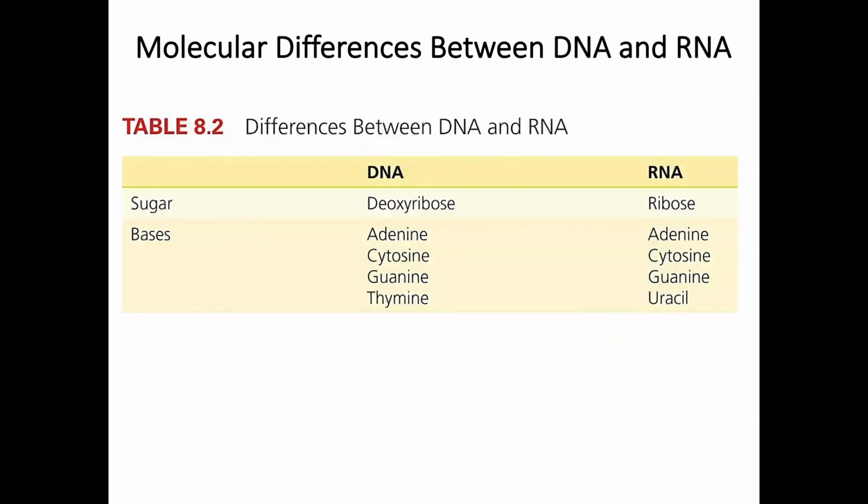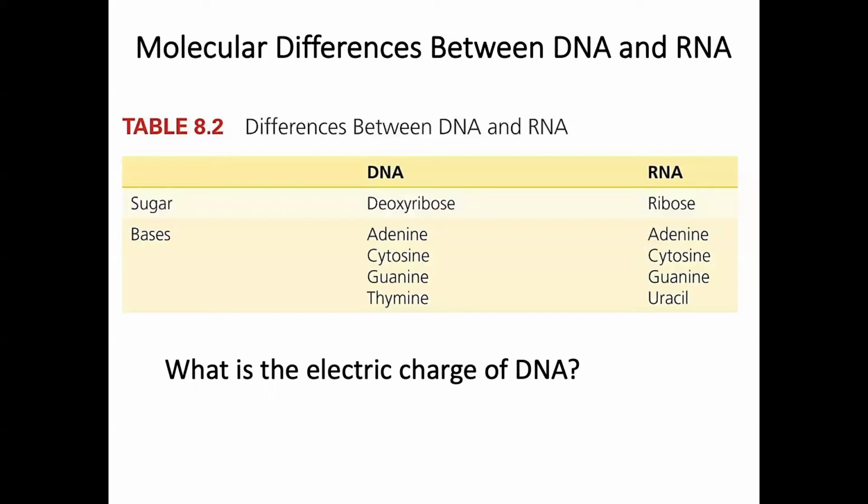This table summarizes the molecular differences between DNA and RNA. We have talked about it, so I will not repeat, but I would like to ask you a question. So what is the electric charge of DNA? Is that positive or negative? Yes, it's negative. But why? Because the phosphate group is a component of DNA. Okay, good. Then how about the RNA? So RNA is also negatively charged because RNA also has phosphate group.